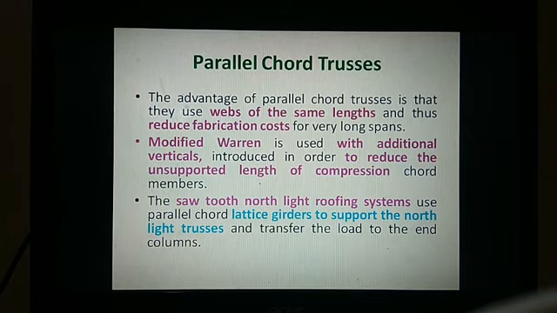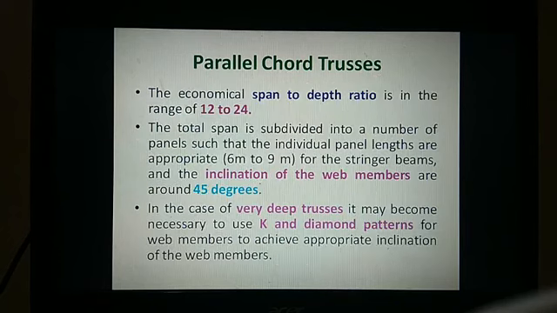And one more thing, the lattice girders to support the north light trusses can also be used. So what do you mean by north light truss? North light truss is nothing but a cantilever kind of truss, where your truss is somewhat like this. To support this north light truss in the lateral direction, you can make use of these parallel chord trusses also. So that is how these parallel chord trusses are more advantageous.